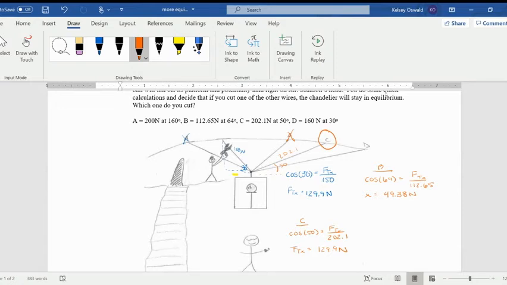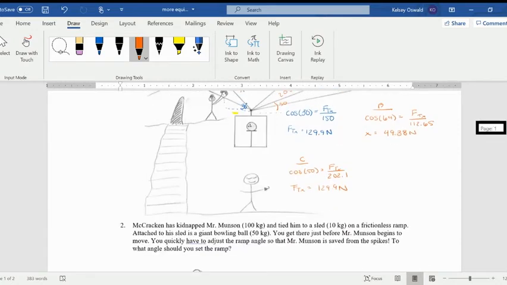Okay, so that tells us we are going to want to cut wire C because it has the same horizontal component as the wire that we are already cutting. So cutting wire C will basically balance out or cancel out cutting that wire to the left because they have the same horizontal component.